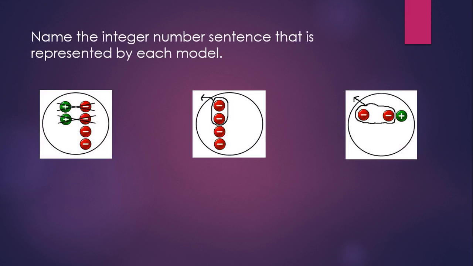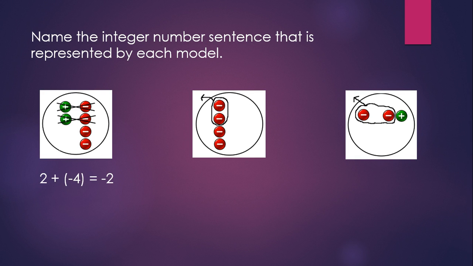Name the integer number sentence that is represented by each of these models. So the first one is an addition model. We know that because we can see that the 2 add-ins are lined up in each column, and there were some zero-sum pairs that resulted.